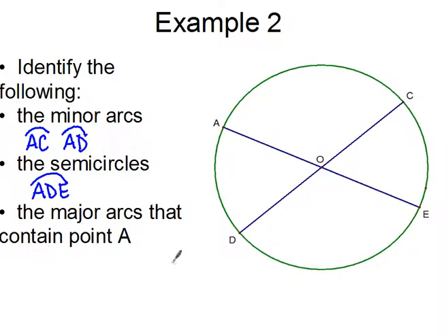All right, for a major arc, we have to contain point A, and we're going to name it by three letters. So let's say we start at C. So we go C, A, E. So you start at C, go through A, all the way around to E. That is a major arc. You could start at D and go all the way to E. That would be another major arc. Anything bigger than 180 degrees.